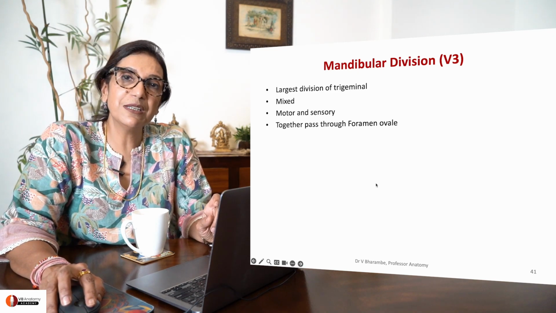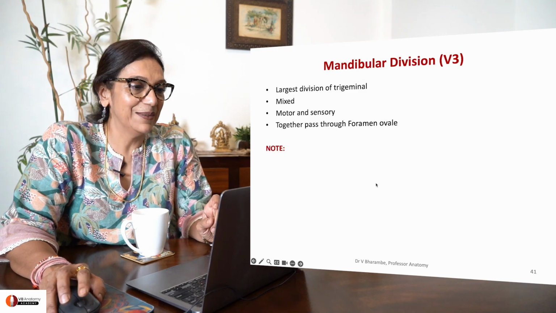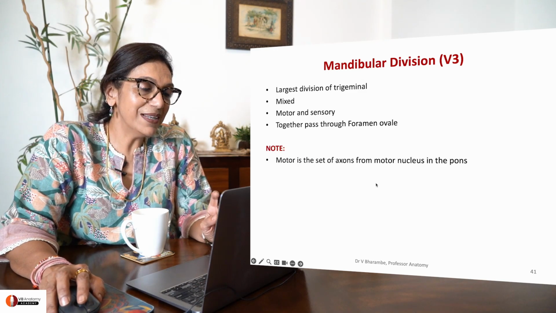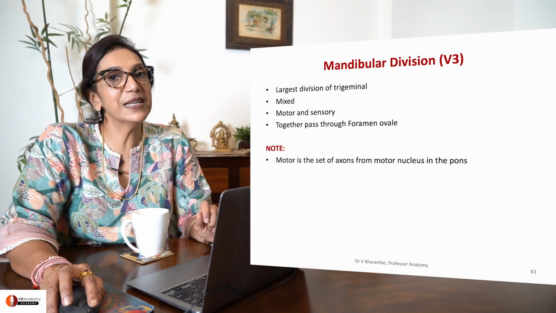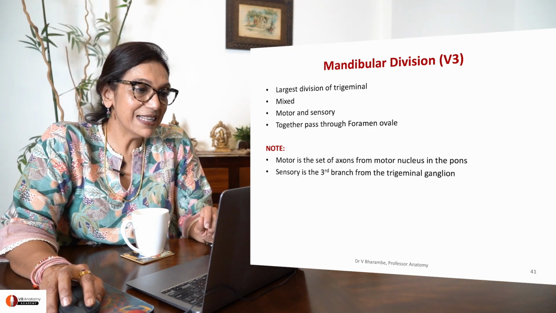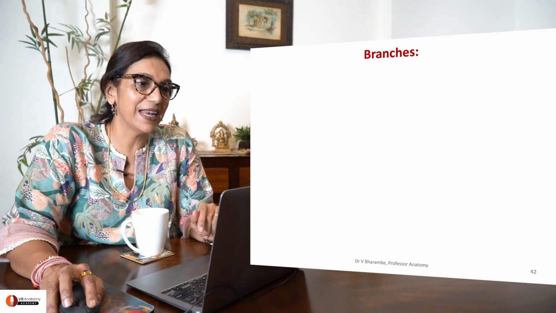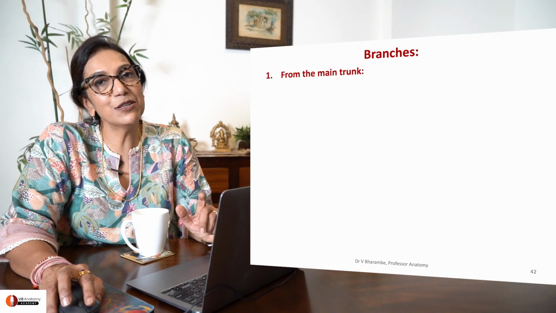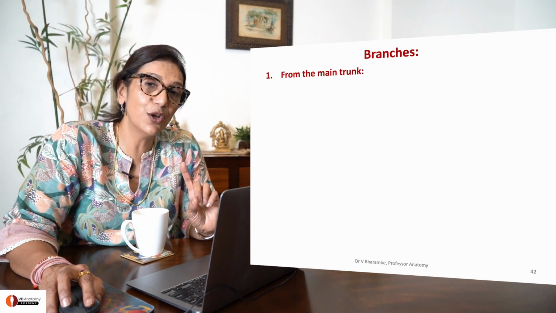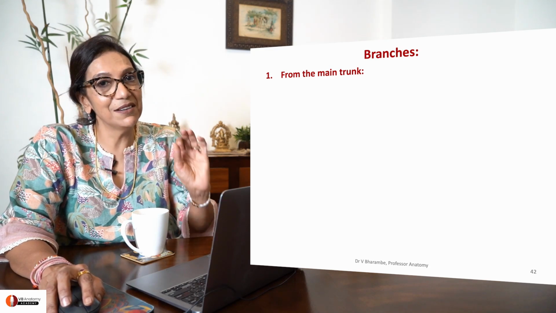Together, these components pass through foramen ovale. Note, motor is set of axons from motor nucleus of pons. Sensory is the third branch of trigeminal ganglion. Right. So let's talk about branches from the mandibular. Very, very commonly asked. Do please revise it.